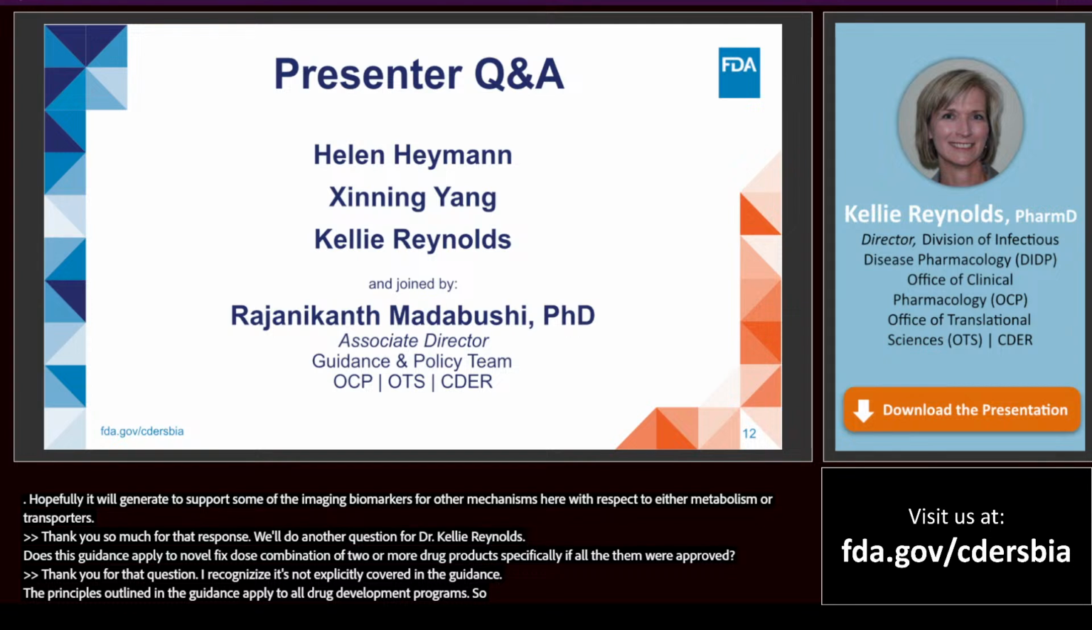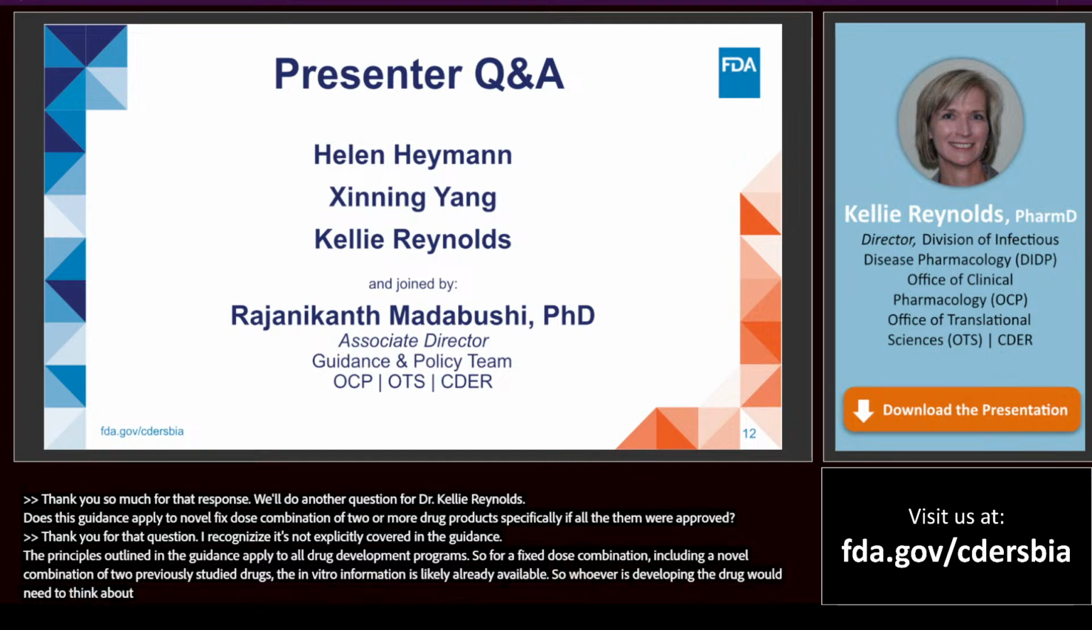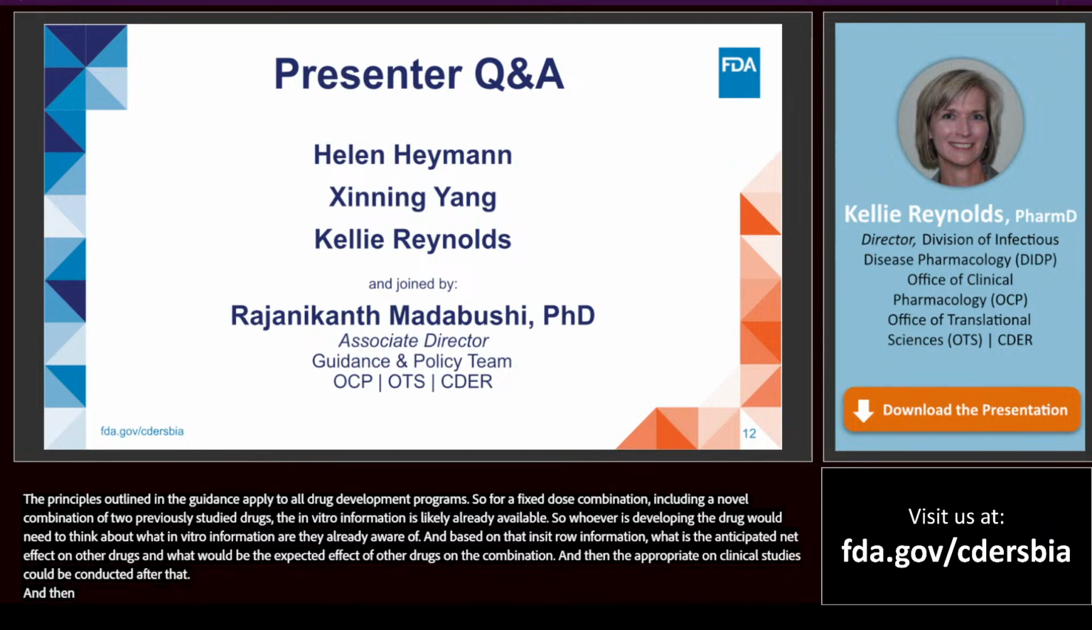So for a fixed dose combination, including a novel combination of 2 previously studied drugs, the in vitro information is likely already available. So whoever is developing the drug would need to think about what in vitro information they are already aware of, and based on that, what is the anticipated net effect on other drugs, and what would be the expected effect of other drugs on the combination? And then the appropriate clinical studies could be conducted after that. And then the interpretation would be the same. So there would be some prior information already available, but the same principles do apply. Thank you.